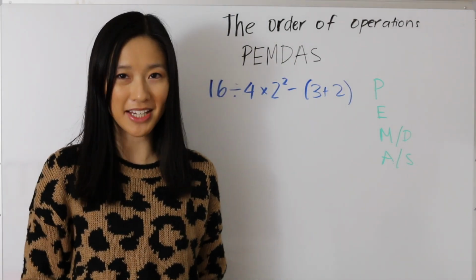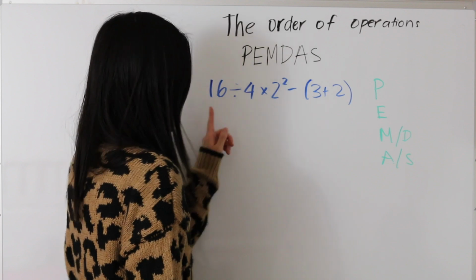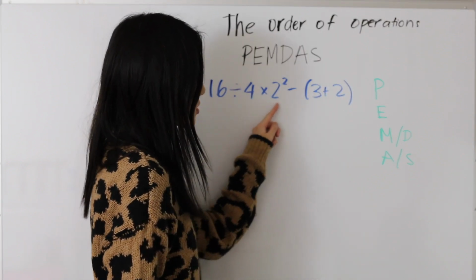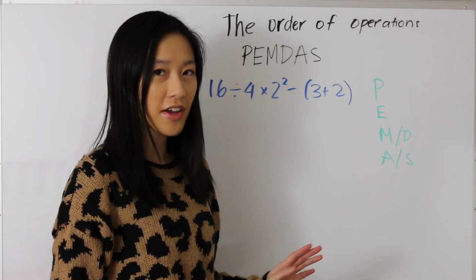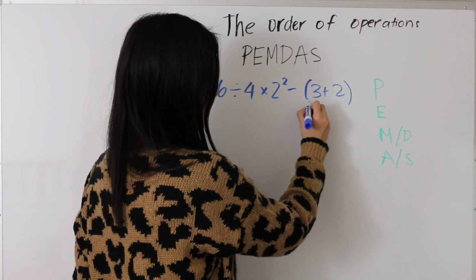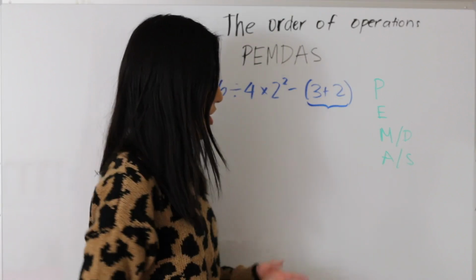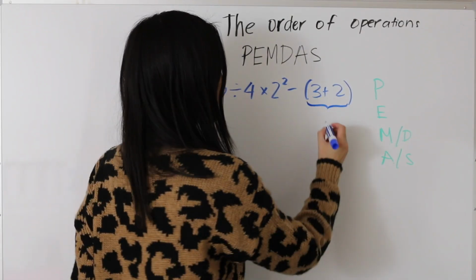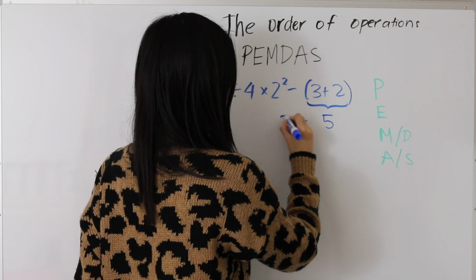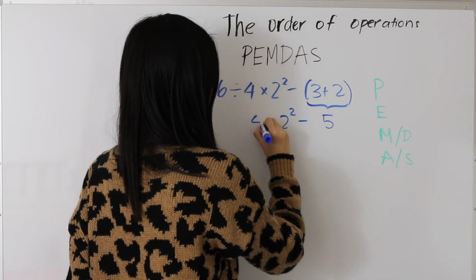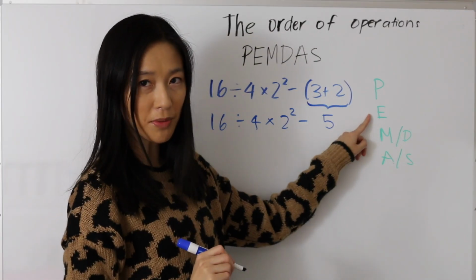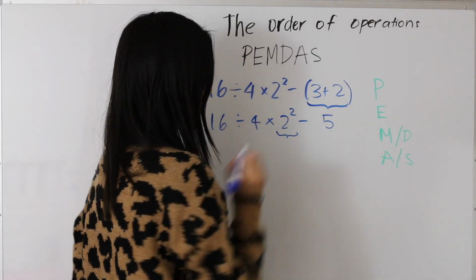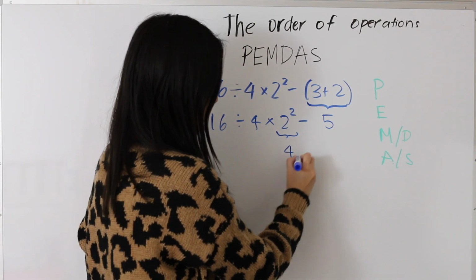Let's take a look at one more example. In this problem, we have 16 divided by 4 times 2 squared minus the quantity 3 plus 2. First we look for any parentheses that we have, and we have parentheses right here. So 3 plus 2 is equal to 5. And then the next step is to look for any exponents we may have, and we have an exponent right here. So 2 squared is 4.